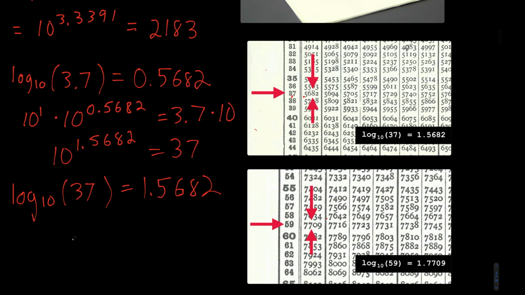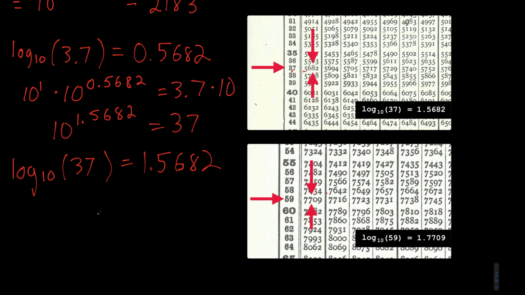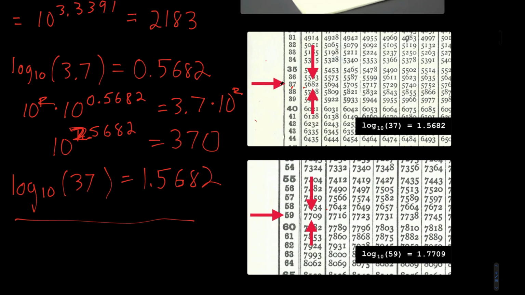Similarly, just to show you, if you wanted to do log base 10 of 370, you would just multiply this by 100 instead of 10, so you would add 2, and that would be 10 to the 2.5682 equal to 370, just so you see how it works. Anyway, we get log base 10 of 37 is equal to 1.5682.